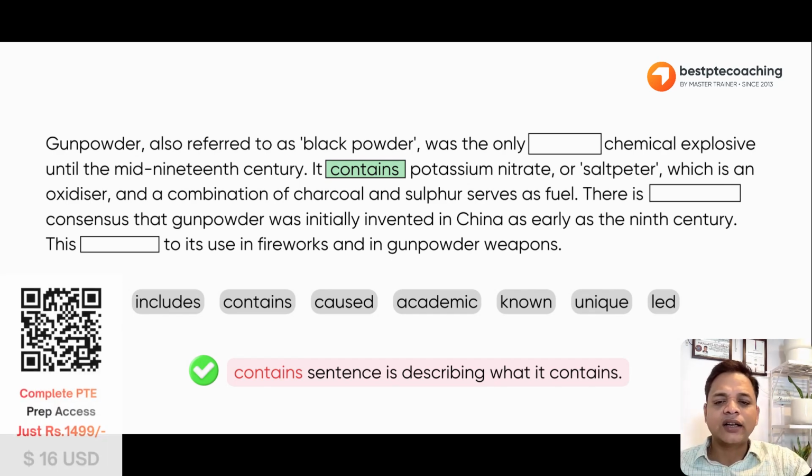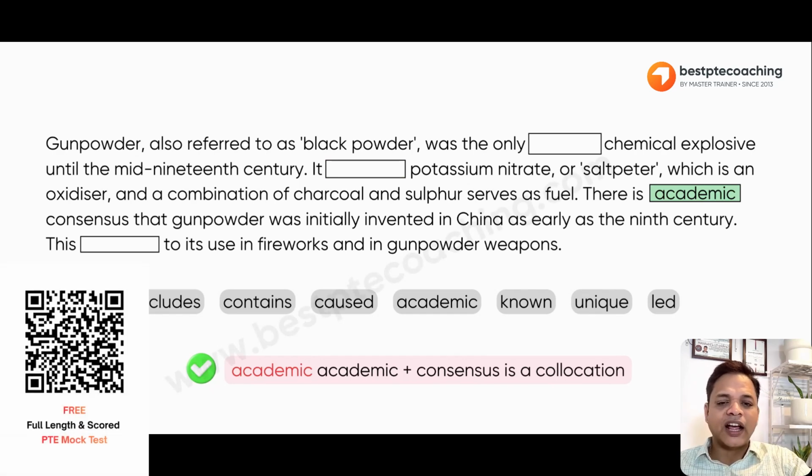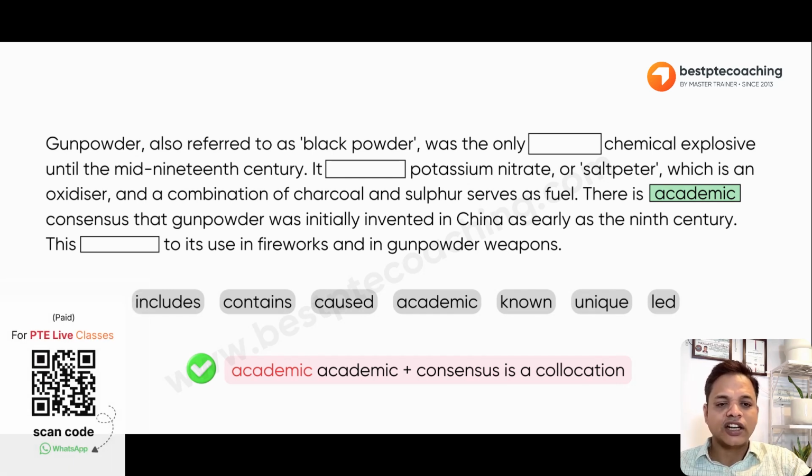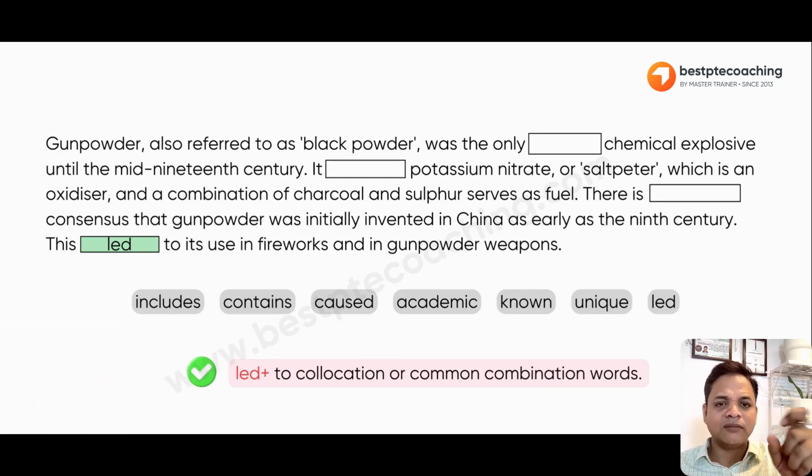So there is blank consensus. Academic consensus is a collocation, guys. Other words do not suit at all, right? This blank, it was invented in the 19th century. This blank to its use in fireworks and gunpowder weapons. This lead. So lead is what? Leads, second form. Second verb form is what? Led. This led, because it is in the past. It led to what? Because of this invention, people started using it in fireworks and gunpowder. So this led to its use in fireworks and gunpowder. So this is the answer.